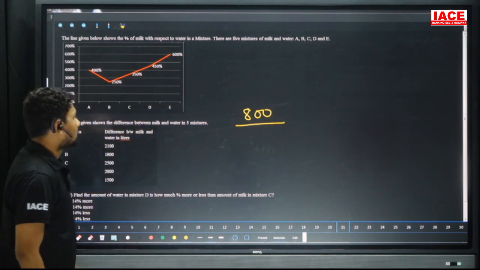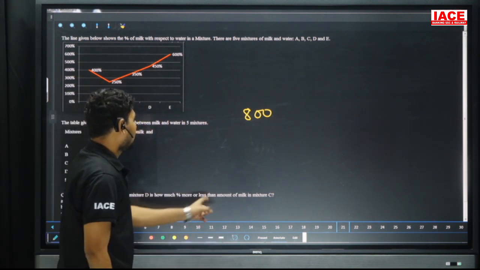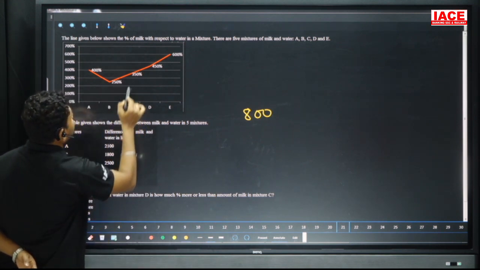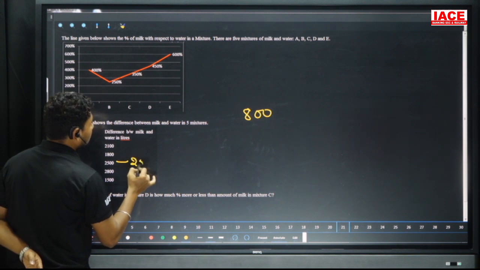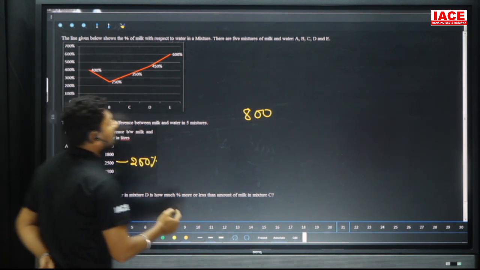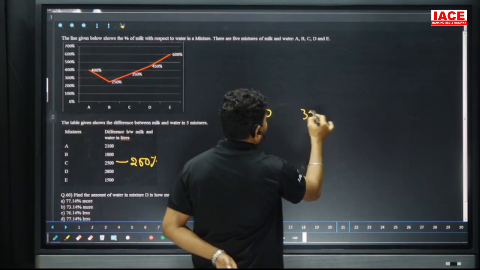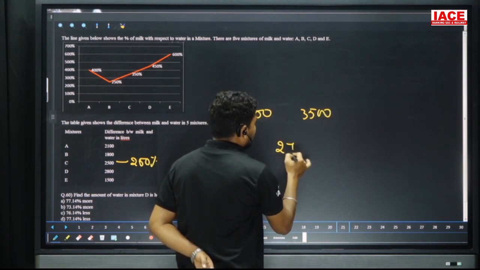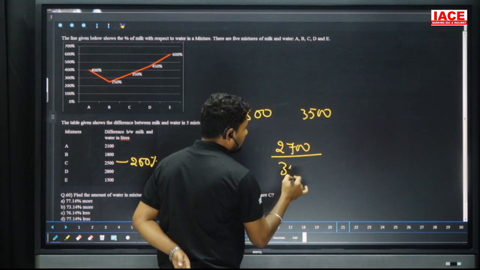How much more or less than the amount of milk in mixture C? Mixture C is how much percentage? 250 percent is equal to 2500. Mixture milk is 3500. Of course it is less. How much less? 2700 less, 2700 less compared to 3500.